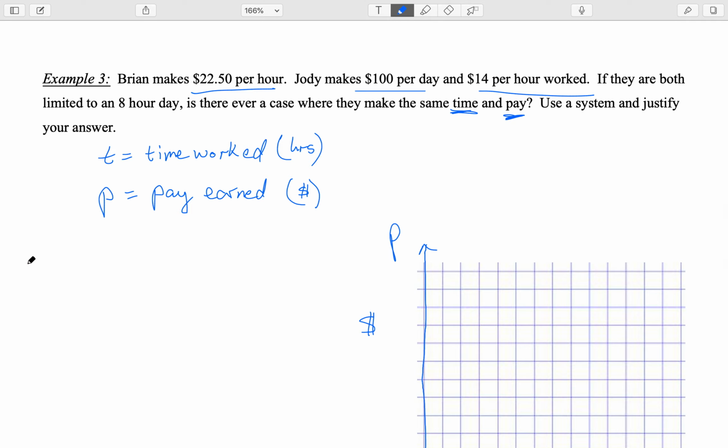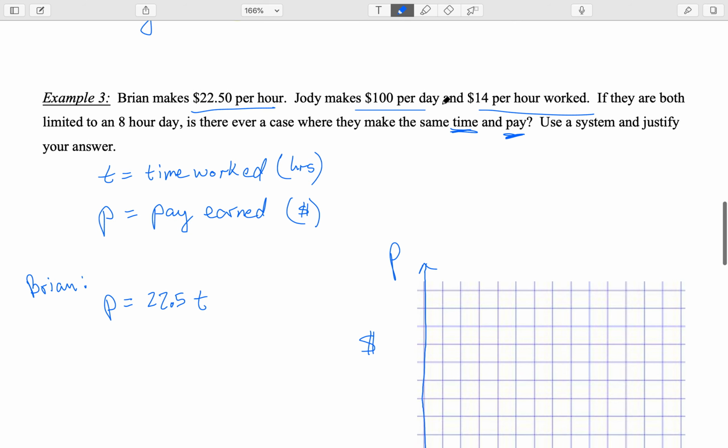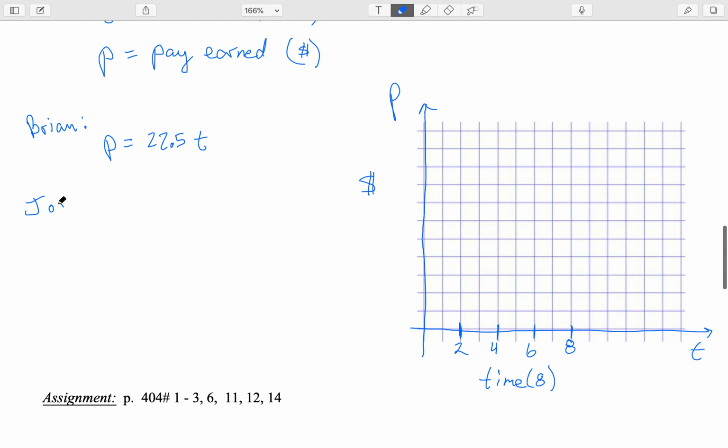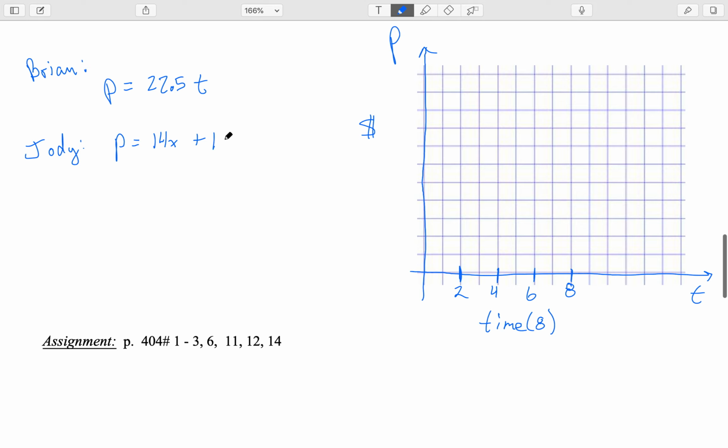So for Brian, what is his pay? It says he makes $22.50 every hour, period. So your pay is equal to 22.5 times T. Whereas Jody makes $14 an hour plus 100 right off the bat. Oh, okay, that's different. So Jody's pay is equal to, well, it's $14 per hour, so 14x plus 100 guaranteed. I see it. See, this is like saying y equals mx plus b.